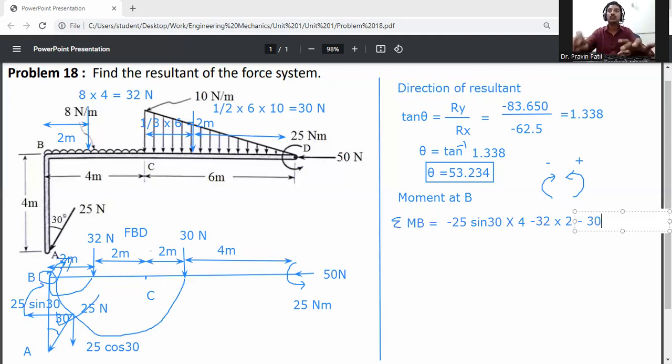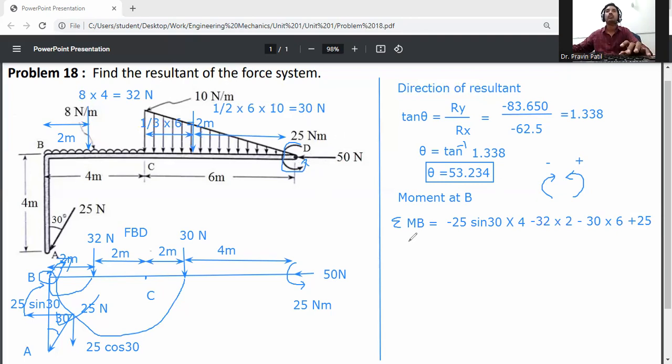30 into 2 plus 2 plus 2, which will be 6 meter. Then there is the couple load. This couple is rotating in the anti-clockwise direction, so it will be plus 25. The 50 Newton force is passing through the same point, so there is no perpendicular distance; 50 into 0 will be 0.